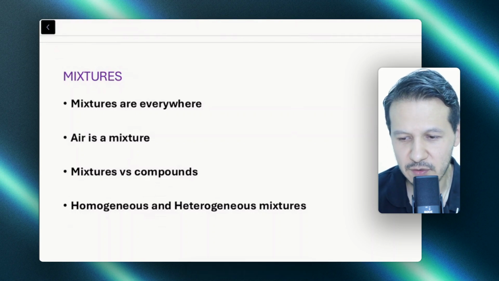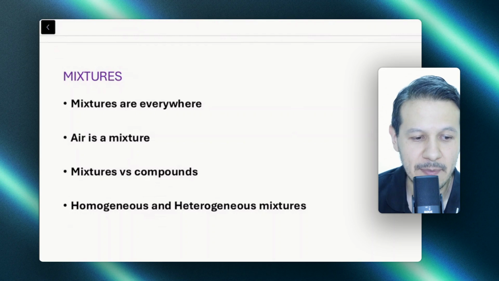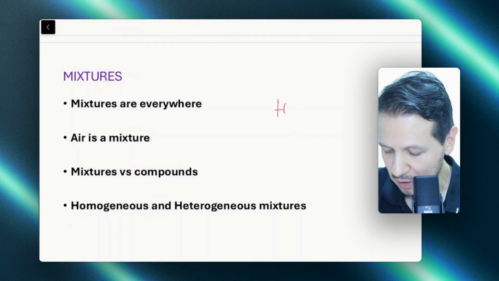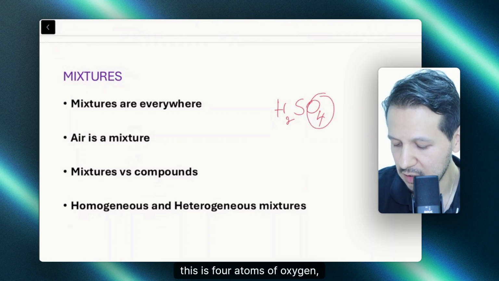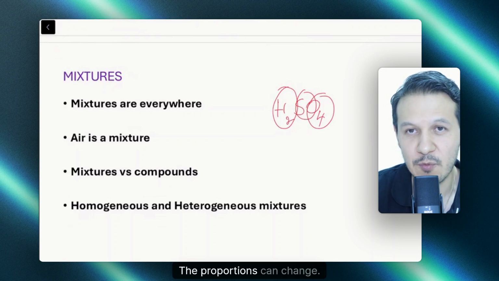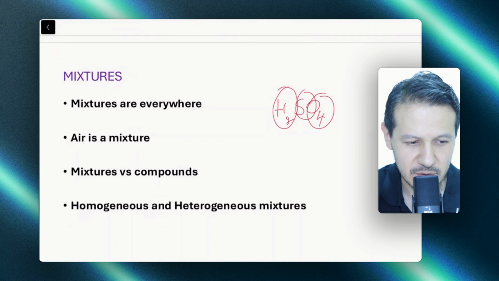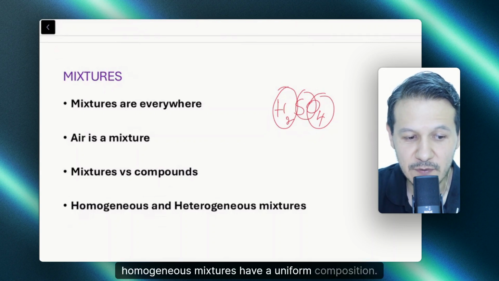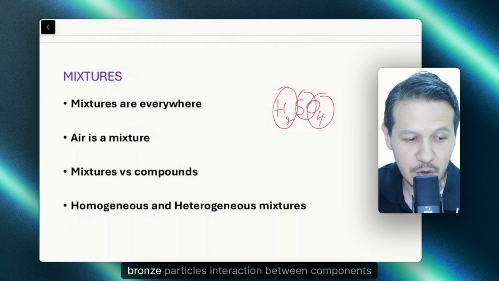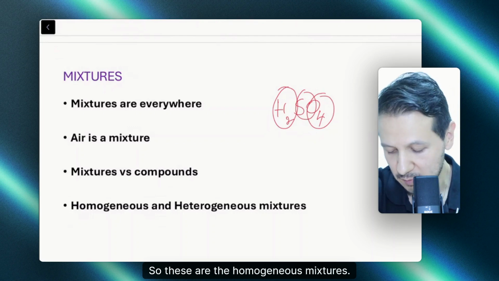Here we have mixtures versus compounds. Mixtures do not have a fixed composition. Remember that in compounds, like H2SO4 mentioned before, this is 4 atoms of oxygen, 1 of sulfur, and 2 of hydrogen. In a mixture, this is not always the case. The proportions can change. And here we have homogeneous and heterogeneous mixtures. Homogeneous mixtures have a uniform composition. For example, salt water, bronze, where particle interactions between components are similar. So these are the homogeneous mixtures.